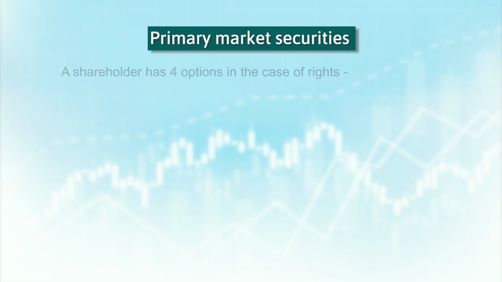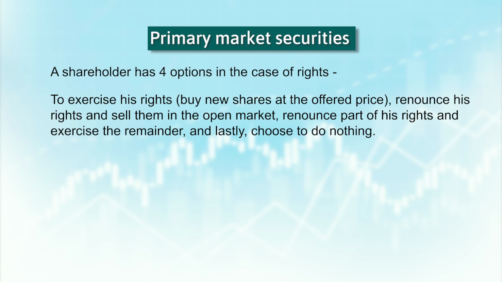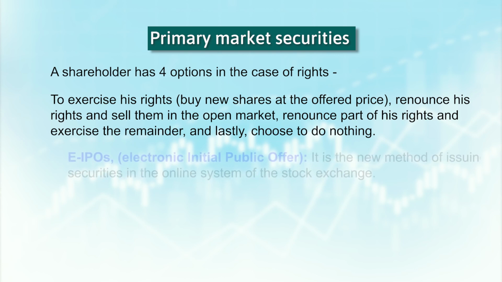Companies issue right shares by sending a letter of offer to the shareholders whose names are recorded in the books on a particular date. A shareholder has four options in the case of rights. One, to exercise his rights, that is, he might buy the new shares at the offered price. He might renounce his rights and sell them in the open market. He can renounce part of his rights and exercise the remainder. And lastly, he can choose to do nothing.